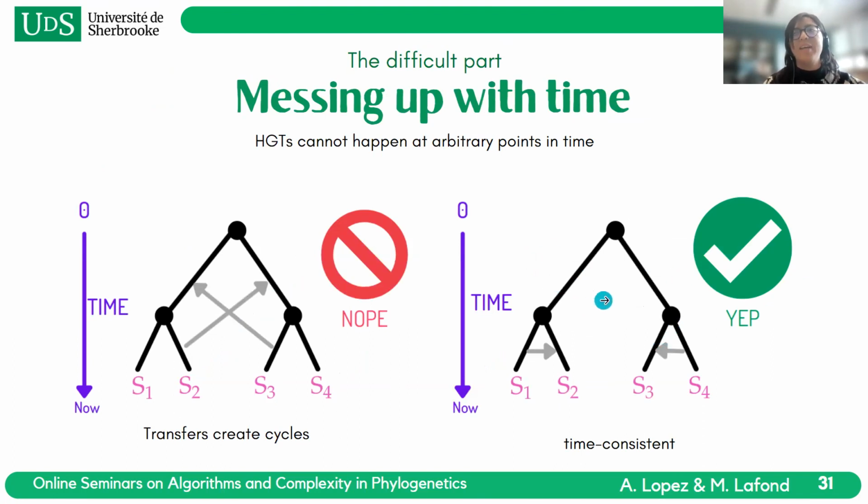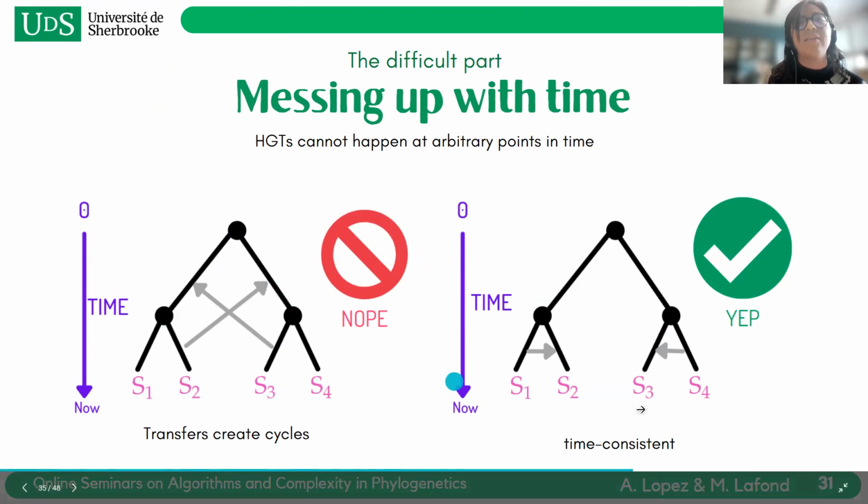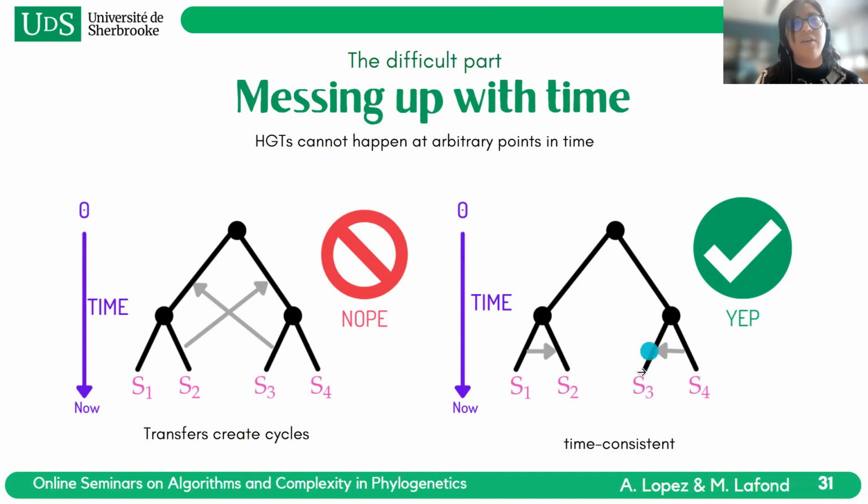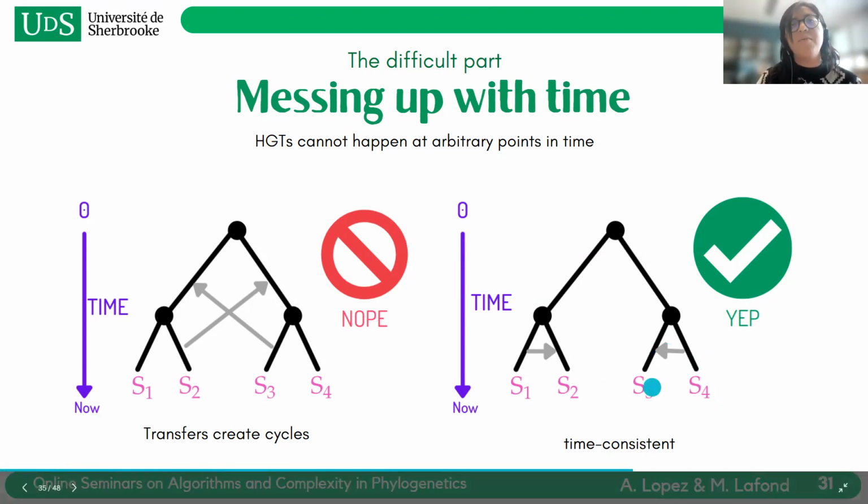So an important part of adding transfers, if you have worked with AGT before, then you know that things can get complicated when we take time into consideration. We know that AGTs cannot actually happen at arbitrary points in time because we need the two species to coexist at the same time. A mathematical way of ensuring that transfers remain time consistent is that we know a transfer actually creates cycles. So if we add transfers in such a way that we do not create cycles in our networks, then our networks will remain time consistent.